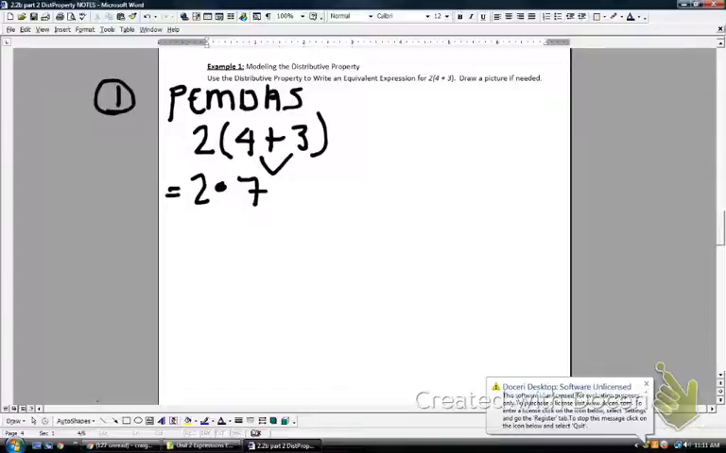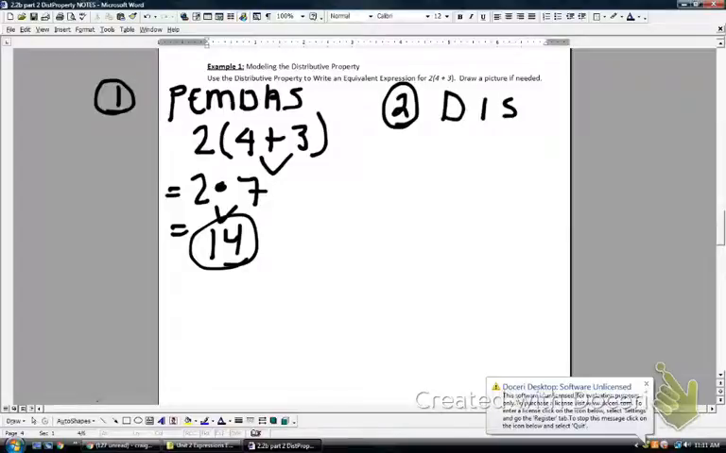Then next is exponents. I don't have any, so I skip that. Multiplication and division in order left to right. Yes. 2 times 7 is 14. Alright, so there's the first way, doing order of operations. Now the second way, I'm going to do distributive property.